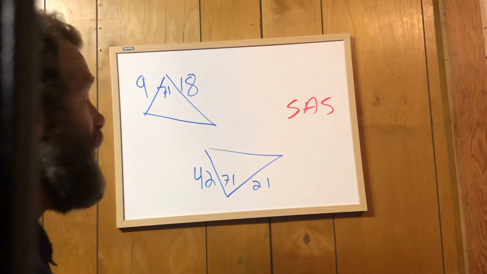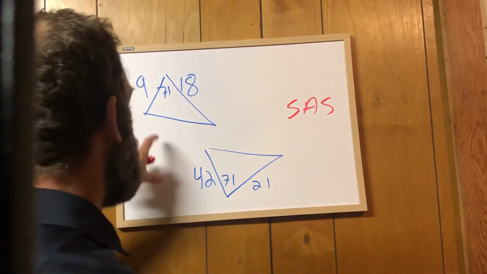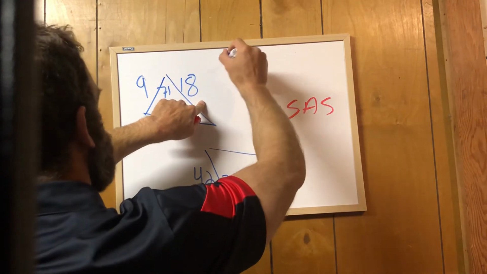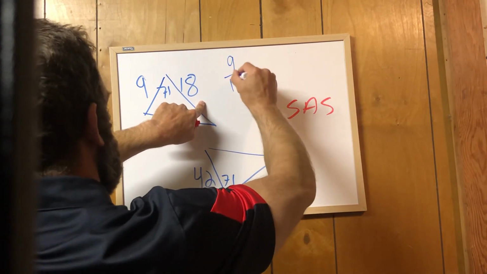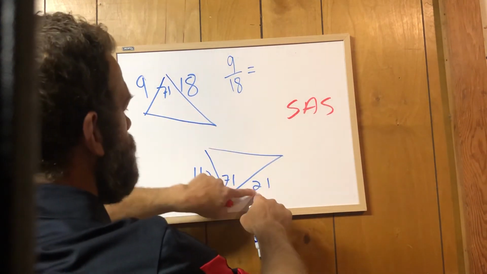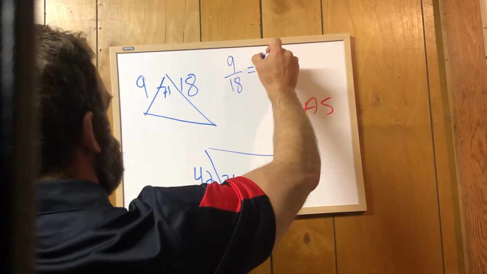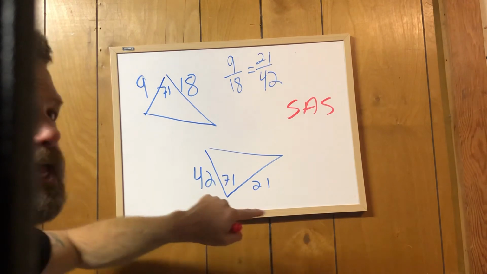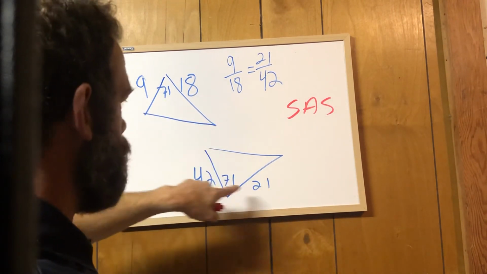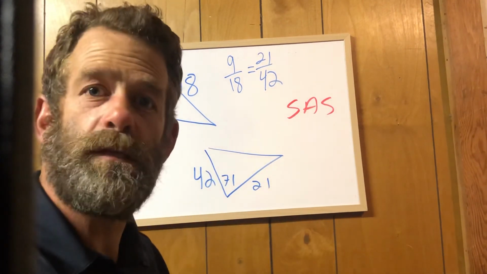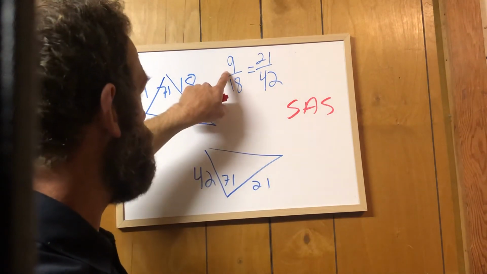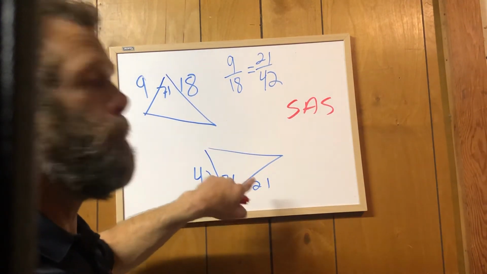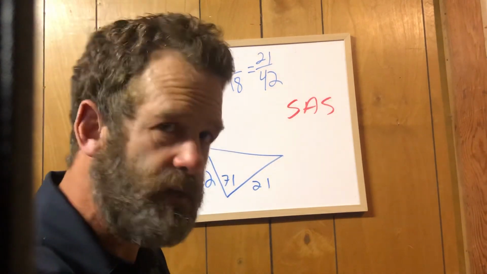Now, how do I know if these are similar? Well, I have to set up a proportion. I'm going to say 9 over 18, my small side over my larger side, equals my small side over my larger side on this one, 21 over 42. You can't say 9 over 18 equals 42 over 21. You have to go in the same order. If you use the small side and the bigger side of one triangle, you have to use the small side and bigger side of the other triangle in the same exact order.